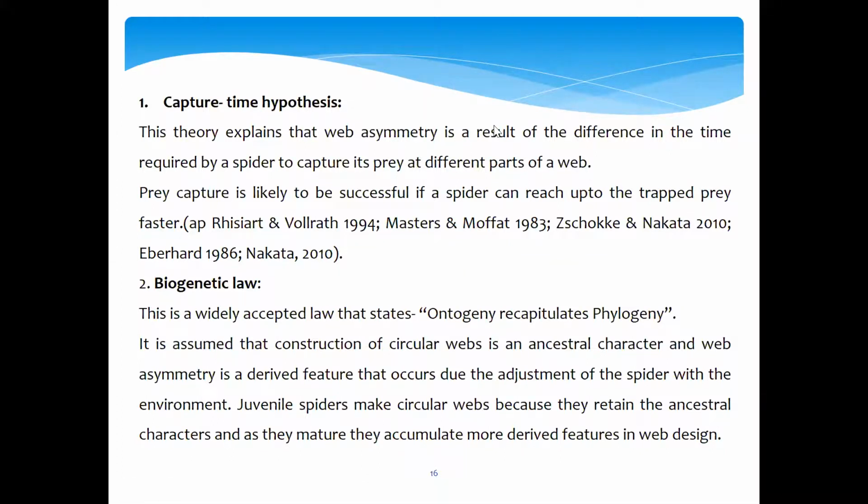So when it first starts building the web, it will make a genetically imbibed circular type of web, and then it will retain those characters until it matures and gets exposed to different environmental conditions. When it starts getting exposed to different environmental conditions and different prey items in a particular environment, then it will try to manipulate, displace the hub, add more sticky spirals, create barrier webs, or depending upon the prey type, it may make a ladder web. Okay, so more features will be accumulated into the web design.